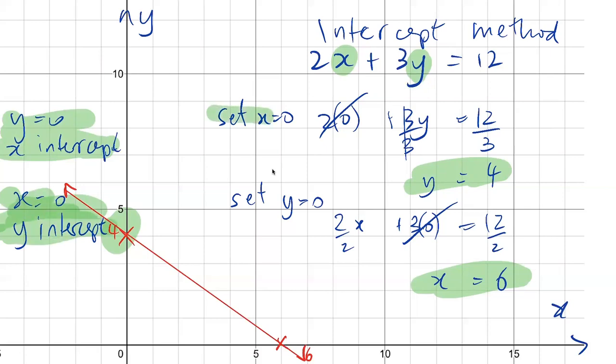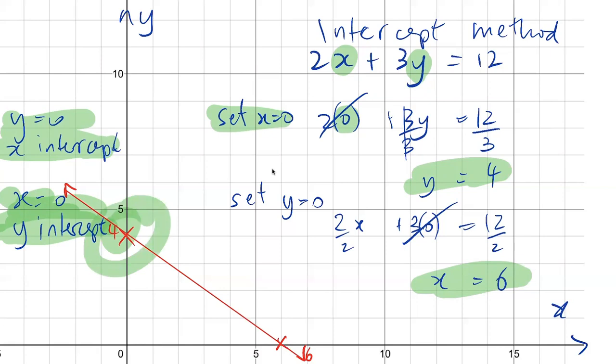Initially, we said x is 0, and we're substituting it into the equation above. 2 times 0 plus 3y is equal to 12. 2 times 0 is nothing, so we're left with 3y is equal to 12. Dividing both sides by 3, y is equal to 4. And that's plotted on the y-axis over there.